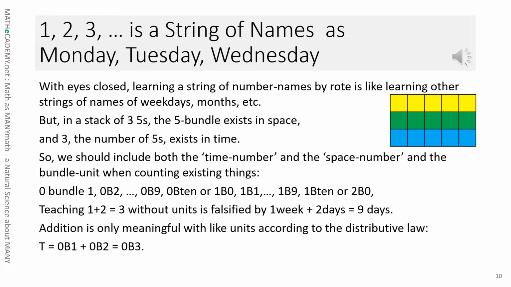And 3, the number of bundles, exists in time. So, we should include both the time number, and the space number, and the bundle unit, when counting existing things. 0 bundle 1, 0 bundle 2, etc. Teaching 1 plus 2 equals 3, without units, is falsified by 1 week plus 2 days equals 9 days. Addition is only meaningful with like units, according to the distributive law. T equals 0 bundle 1, plus 0 bundle 2, equals 0 bundle 3.